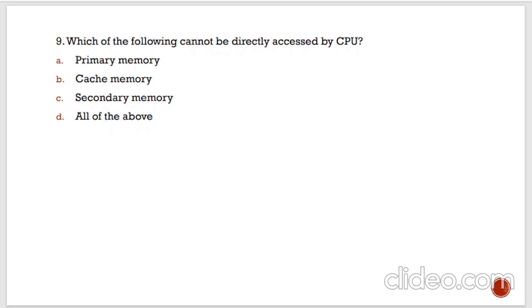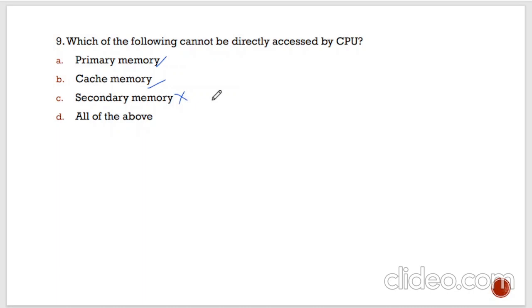Next, which of the following cannot be directly accessed by CPU? The CPU can directly access primary memory. Yes. It can directly access cache memory. Yes. Can it directly access secondary memory? No. The CPU cannot access secondary memory directly.